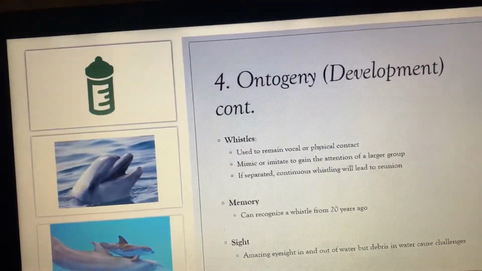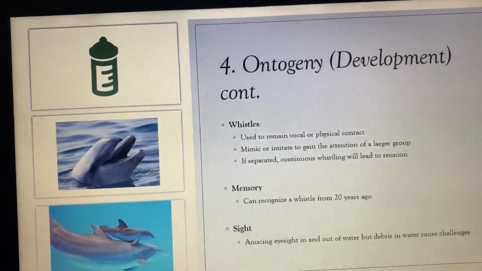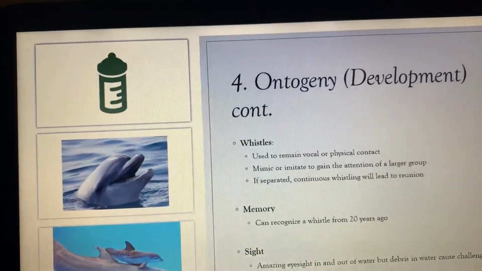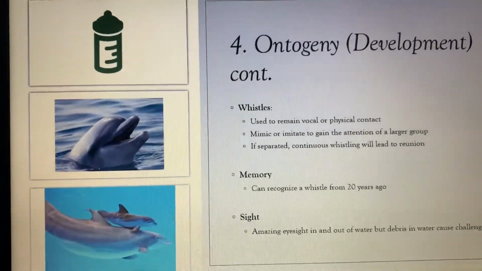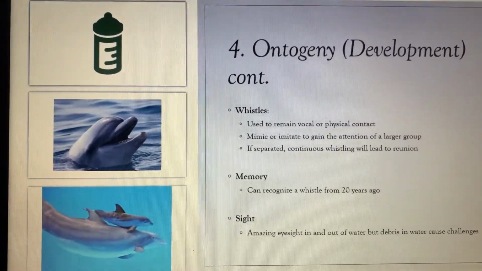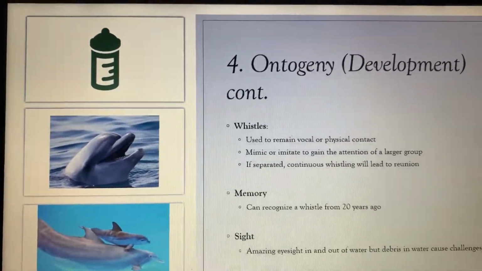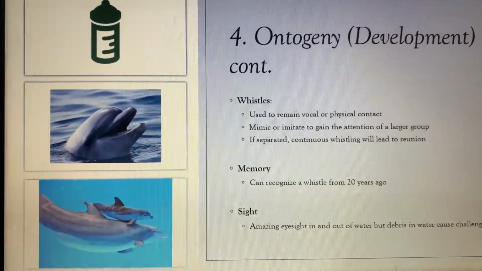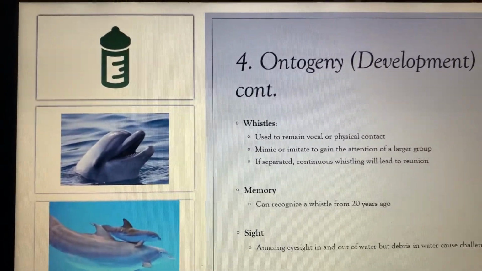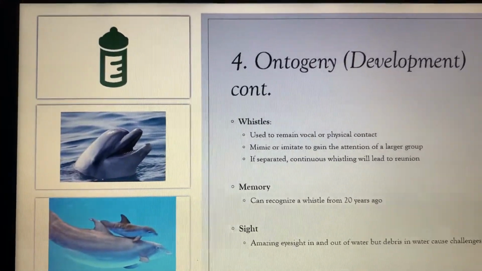Ontogeny development continued. So once again, we're back on the whistling. They use whistling to remain in vocal and physical contact. As I mentioned earlier, they do like to swim in pods. So this is very important, as I said, for not getting lost and for keeping safe. Also, in the last slide, I mentioned how the sons like to mimic their mothers. This also takes place in adult dolphins as well.